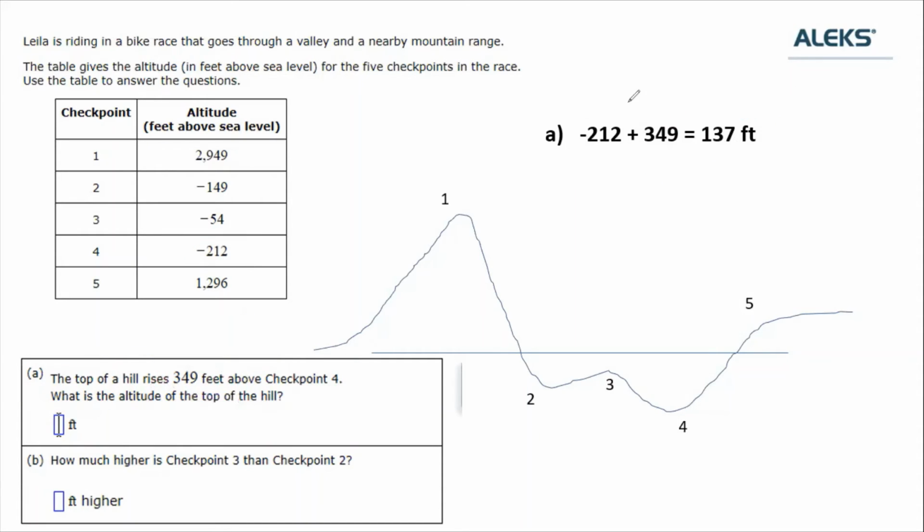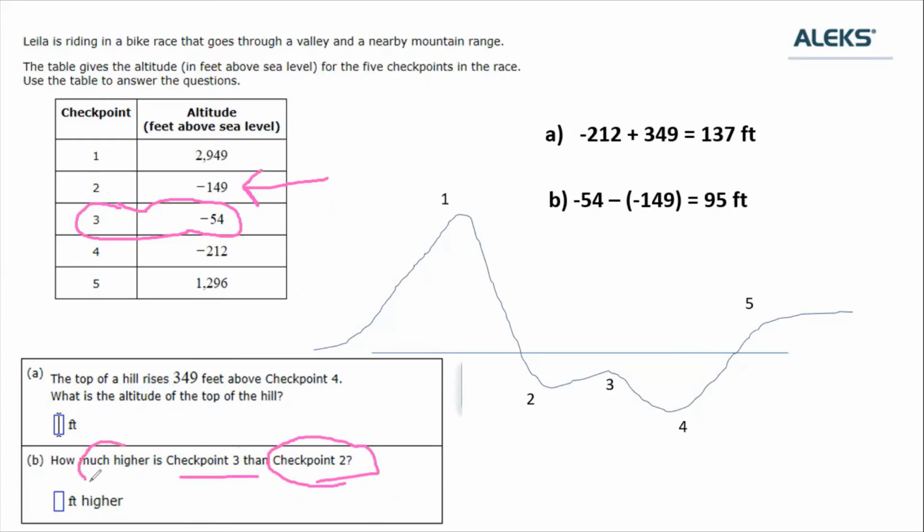The next question says that we have to figure out how much higher is checkpoint 3 than checkpoint 2. So where are checkpoint 3 and checkpoint 2? Checkpoint 3 is at -54 feet, right? And checkpoint 2, we have to read the problem carefully. Checkpoint 2 is at -149. Since the question is how much higher, we're looking for the difference, right?